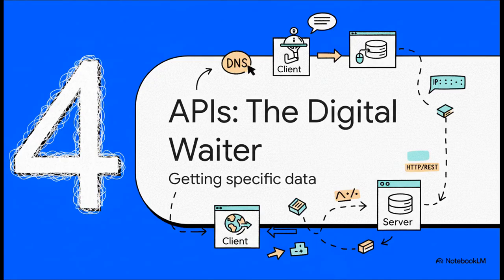Now, that simple back and forth is perfect for grabbing entire web pages. But let's go back to our weather app. It doesn't need a whole website with menus and ads and articles. It just wants one tiny piece of data, the current temperature. For that, we need a much more precise way to ask. And this is where the conversation gets a lot more sophisticated, thanks to something called an API.